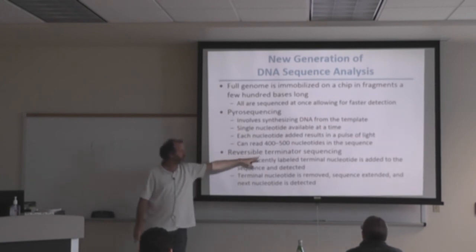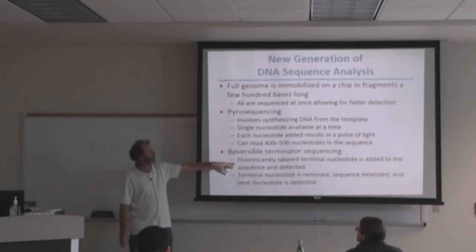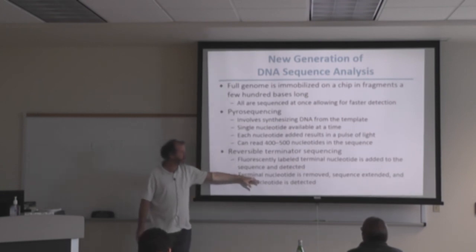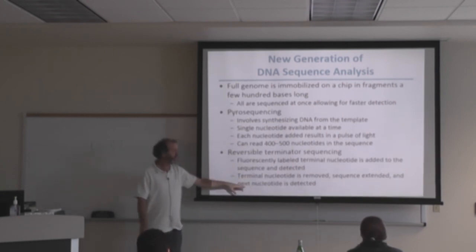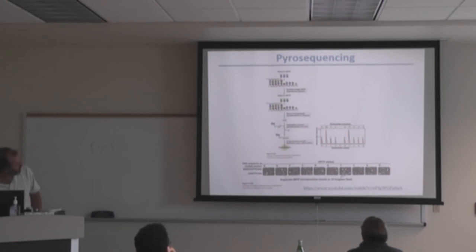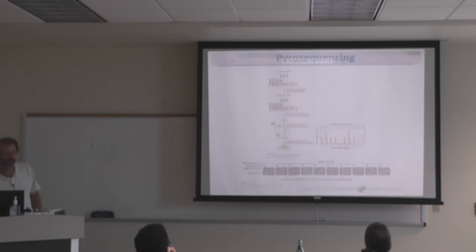And then there's reversible terminator sequencing. A fluorescent labeled terminal nucleotide is added to the sequence and detected, and the terminal nucleotide is removed. The sequence is extended and the next nucleotide is detected. And I found these movies to hopefully help you visualize these sequencing techniques.